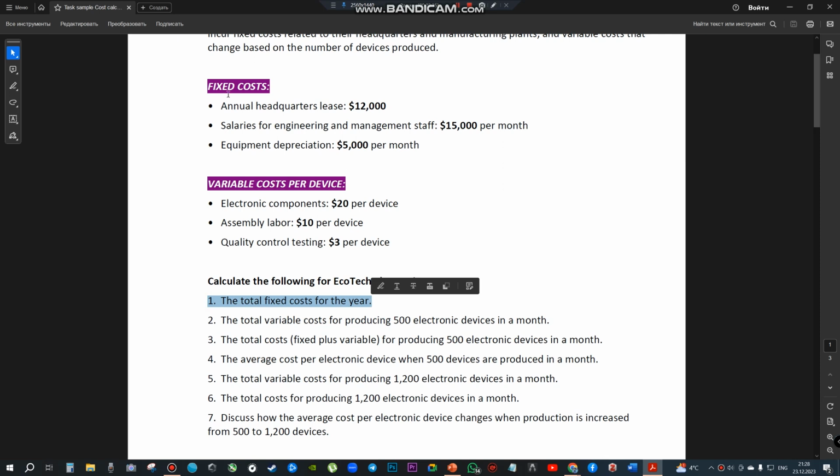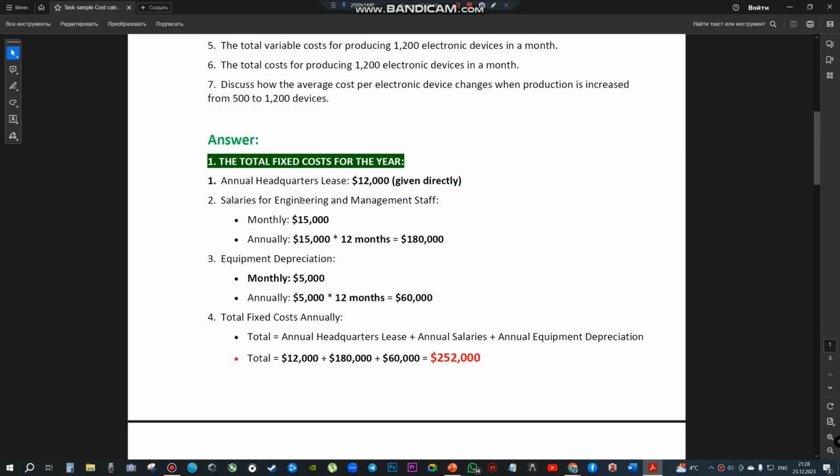Pretty easy. So since we know that fixed costs include annual headquarters lease, salaries for engineering and management staff per month, and equipment depreciation on a monthly basis, everything we have to do is just to sum up all of these costs. So annual headquarters lease, $12,000 given directly. So it's something that is paid annually, on annual basis. So there is no need to change this kind of number.